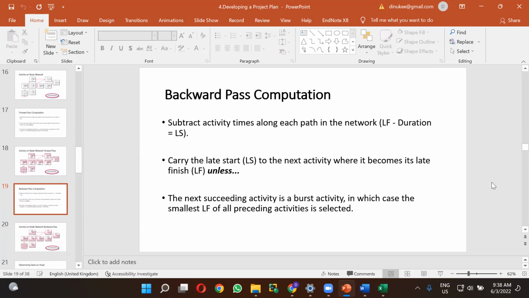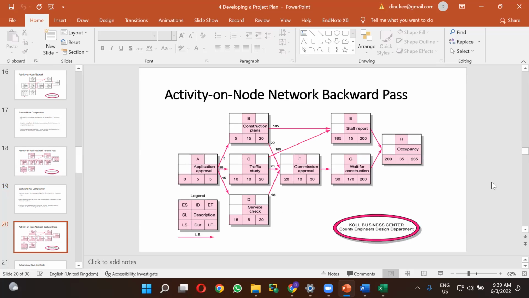And in the backward pass computation, subtract activity times along each path in the network. It means from the late finish, you deduct the duration and you get the late start time. Carry the late start time to the next activity, where it becomes its late finish time, unless the next succeeding activity is a burst activity. If the next succeeding activity is a burst activity, you have to choose the smallest late finish time, right? Those are clear, no? So in these slides, they are explaining how to do the backward pass calculation.